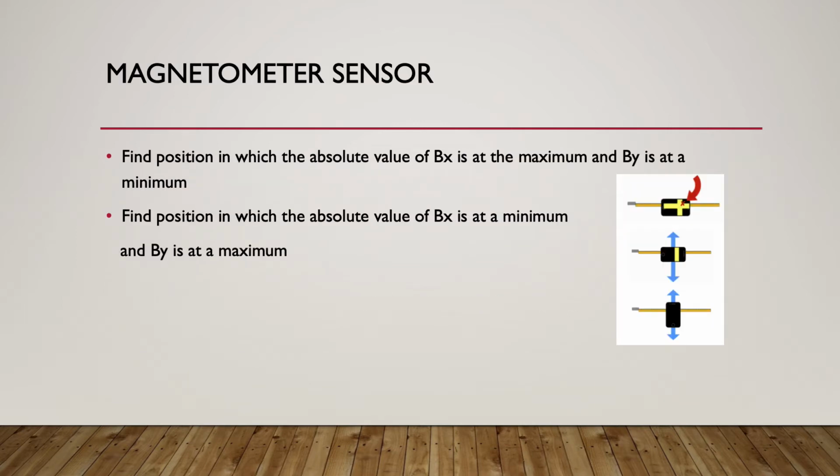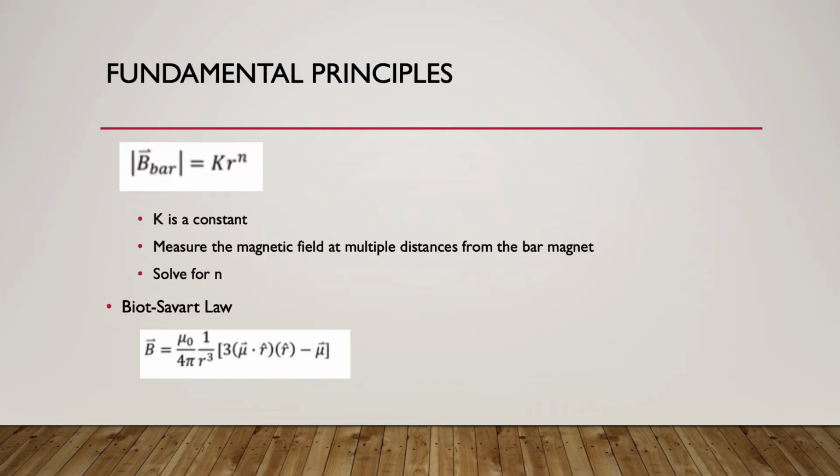Our first procedure was to find the sensor on the phone. We find the position in which the absolute value of Bx is at maximum and By is at minimum for the horizontal, and a position in which the absolute value of Bx is at minimum and By is at maximum for the vertical, as you can see in the picture on the right. With that, we use 2 tapes and find the intersection, and that is where the sensor on the phone is. The following are the fundamental principles used throughout.